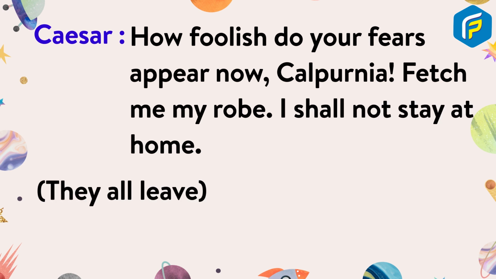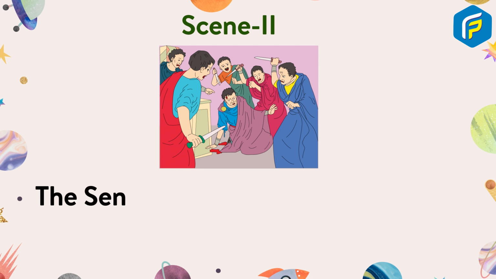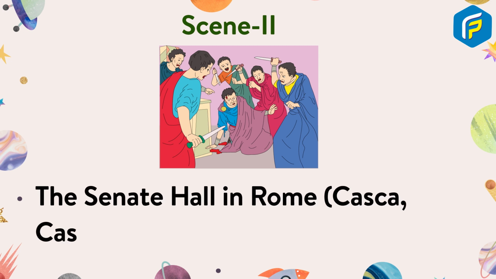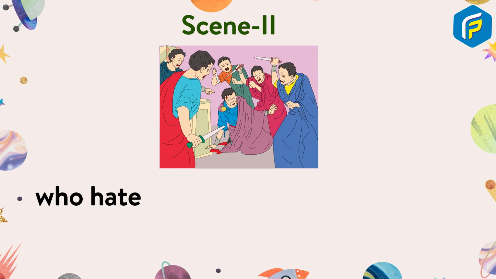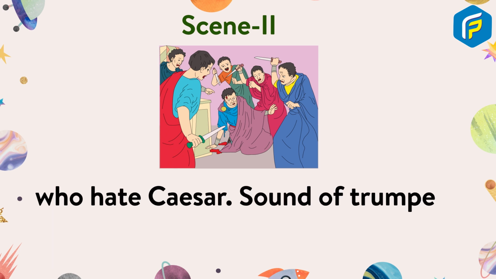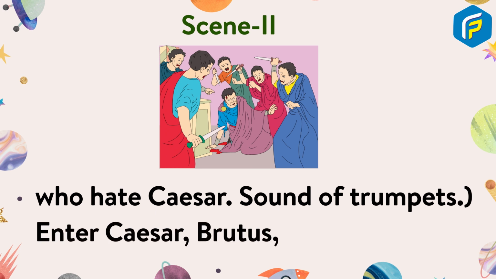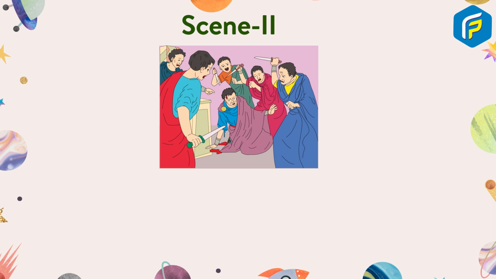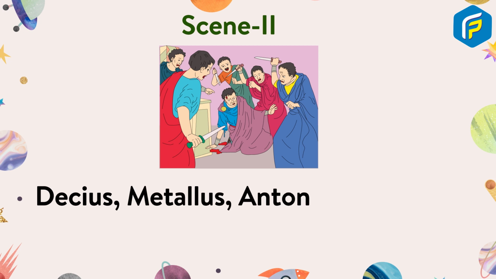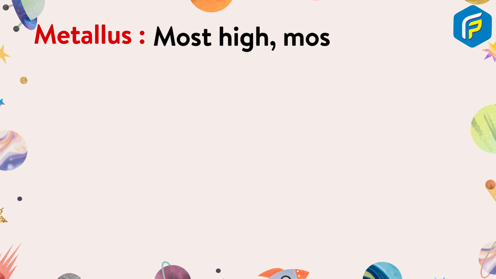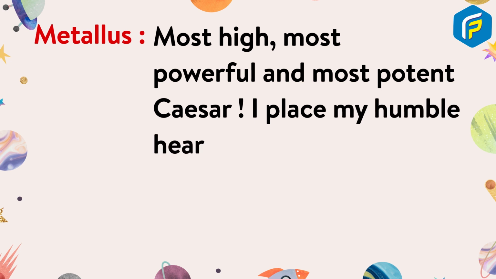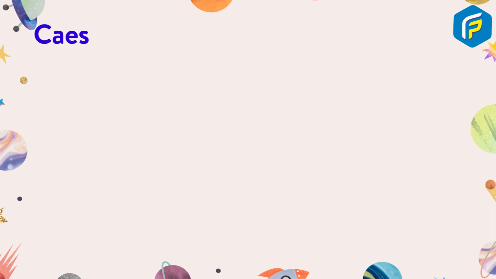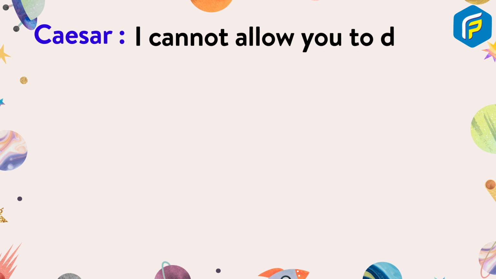They all leave. Scene 2. The Senate Hall in Rome. Casca, Cassius and Cinna are all conspirators who hate Caesar. Sound of trumpets. Enter Caesar, Brutus, Cassius, Casca, Decius, Metellus, Antony and others. Metellus: Most high, most powerful and most potent Caesar, I place my humble heart in front of you. Caesar: I cannot allow you to do so.